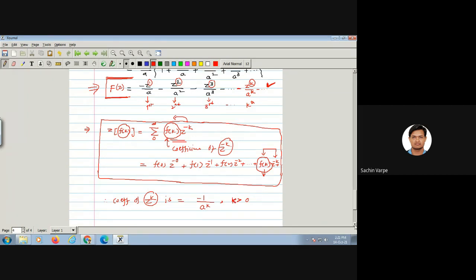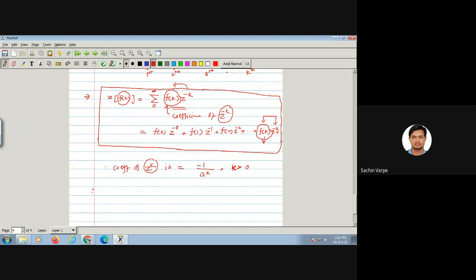And when I replace k by minus k, see why I'm replacing k by minus k? That should be clear. I have discussed already that the required f of k, you can see here, can you see this? The required f of k is the coefficient of z raised to minus k.